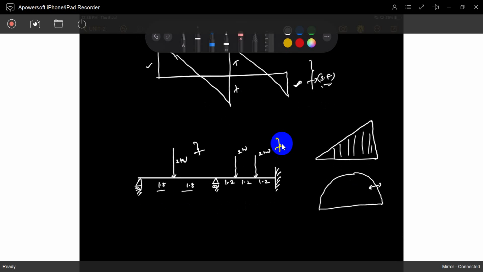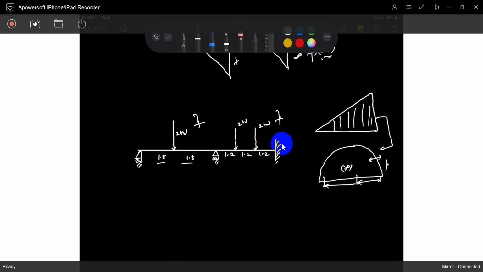So what is the area of the cubic parabola? Where is the centroid of the cubic parabola? Understood? If I give a varying load, you get a cubic parabolic shape of the bending moment diagram. So what is the area, and what is the centroidal distance from this location to this location? Just find out, and maybe you can replace the problem.